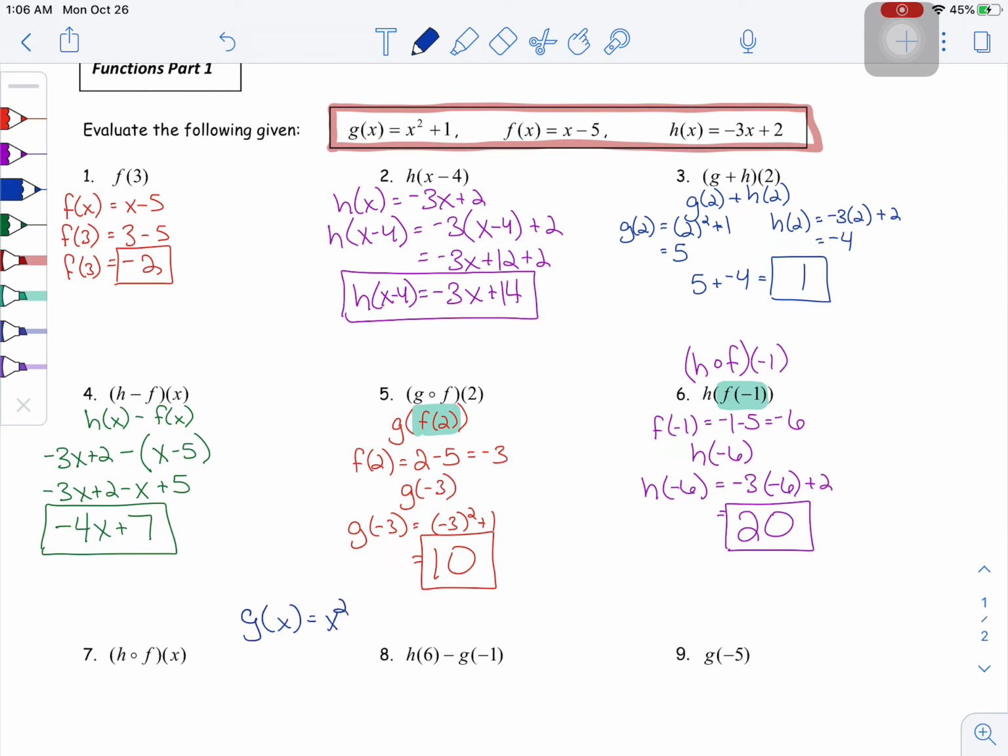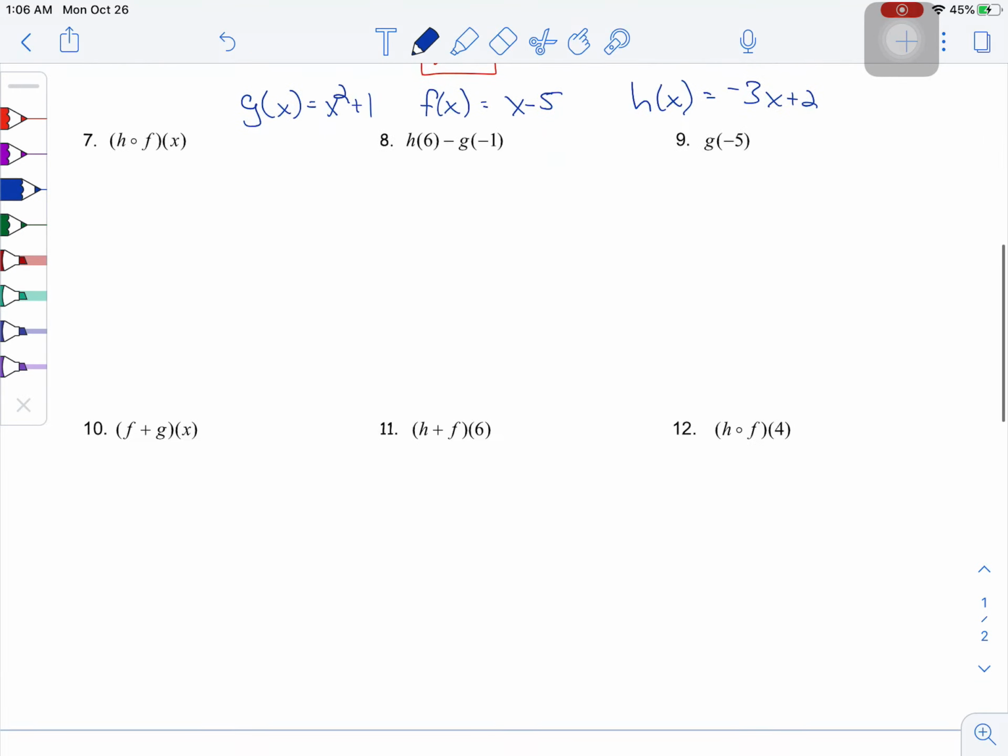So let's see. G of x is equal to x squared plus 1. F of x is equal to x minus 5. This way I don't make anybody dizzy by swiping back and forth a whole bunch of times. Okay, that's going to work out pretty well.